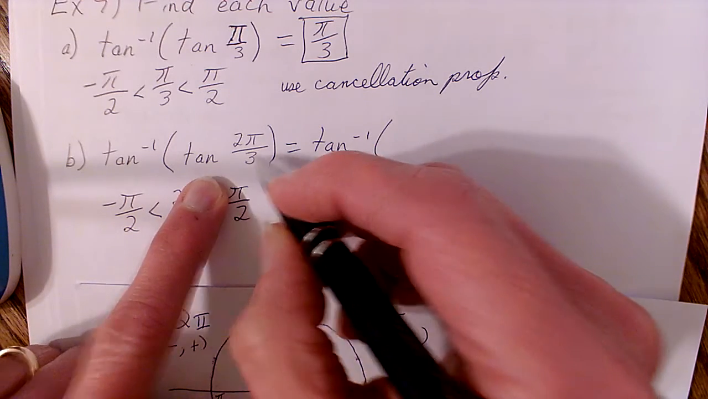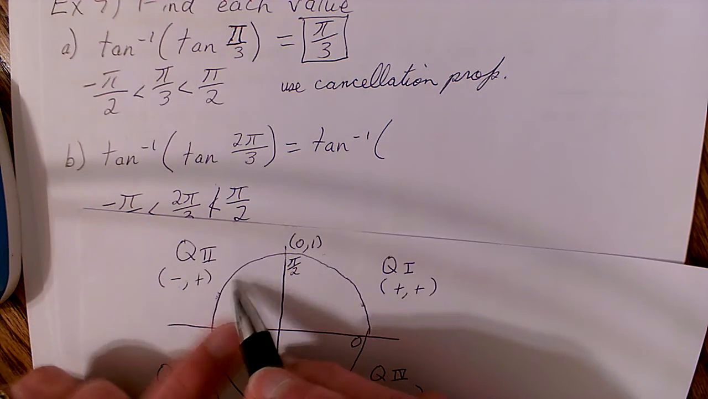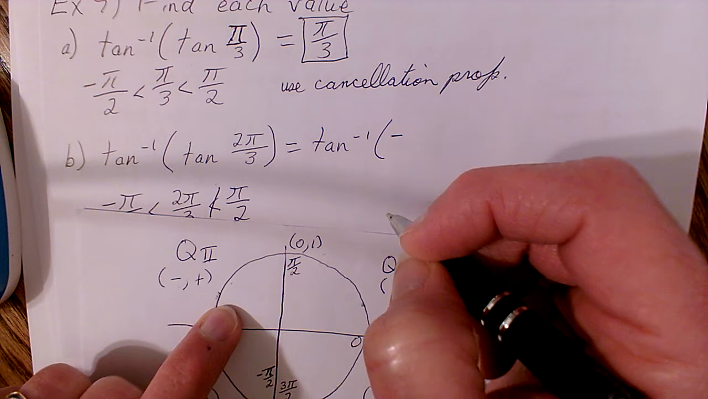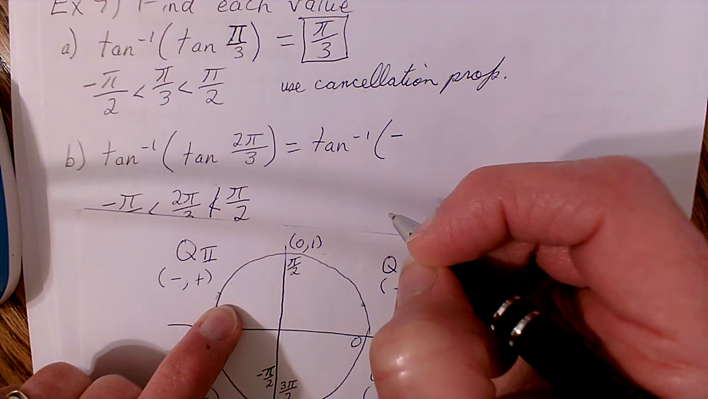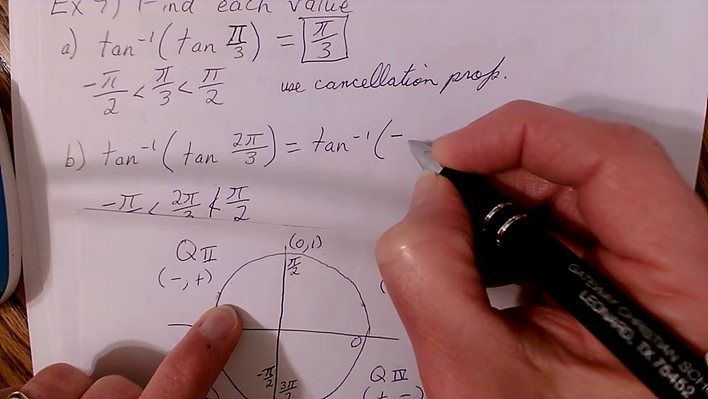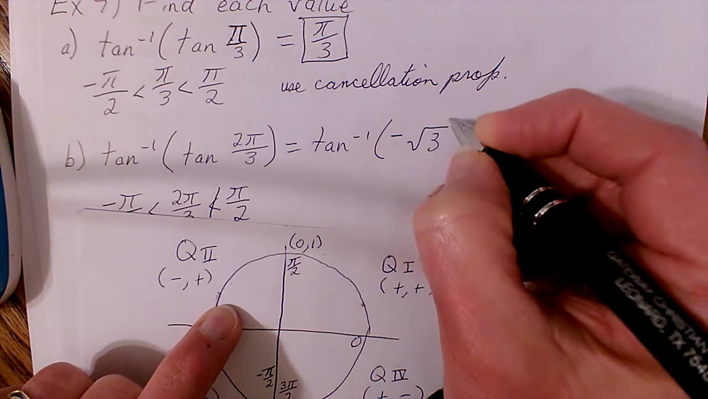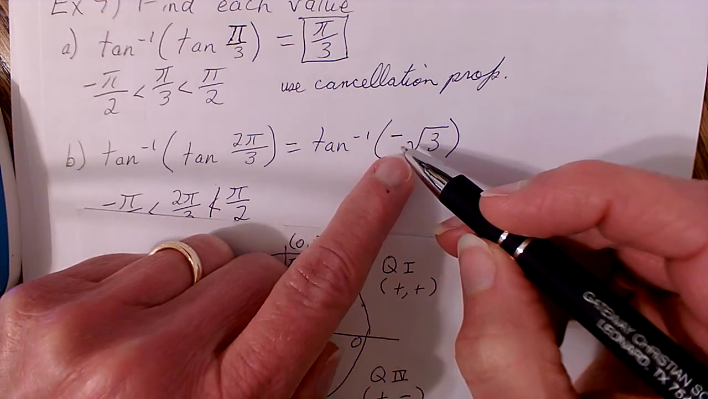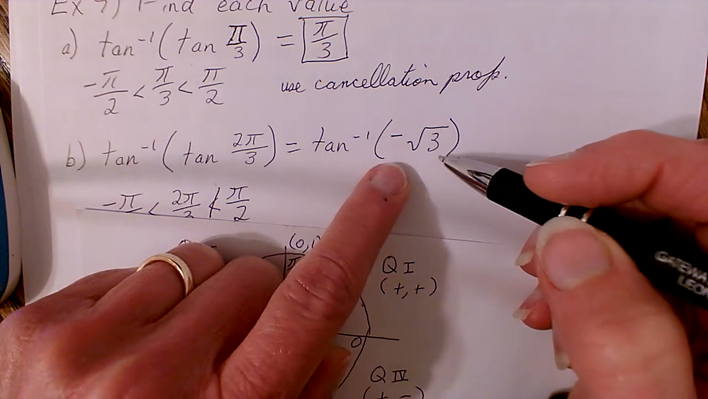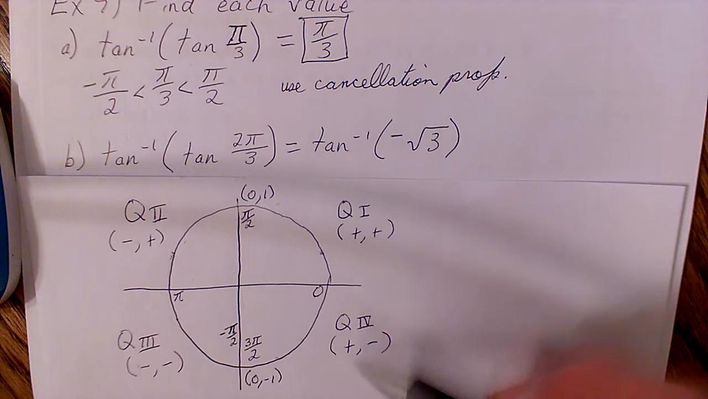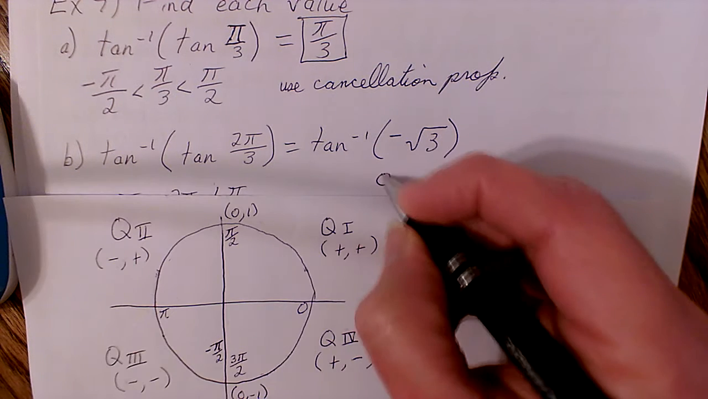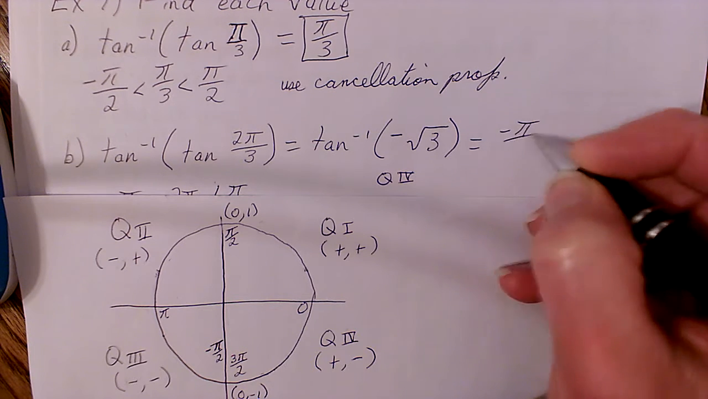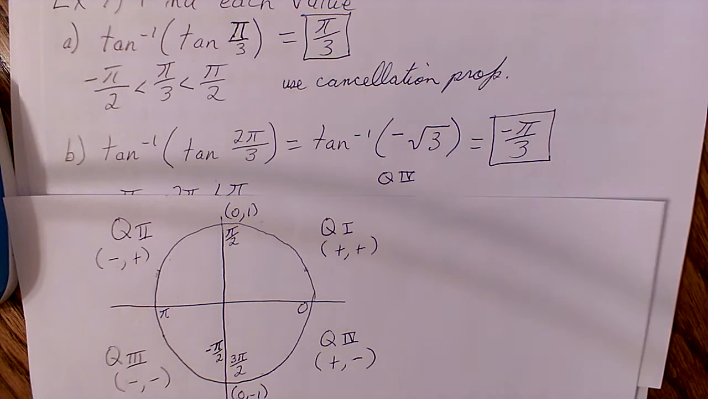The tangent of 2 pi over 3, an angle that's over here, is going to be a negative number. It's going to have the same tangent as the tangent of pi over 3 had, other than being negative, so it's going to be negative square root of 3. Now, what's the angle whose tangent was negative square root of 3? Choosing between quadrant 1 and quadrant 4, we're coming from quadrant 4 for that, and we're going to get negative pi over 3 for that.